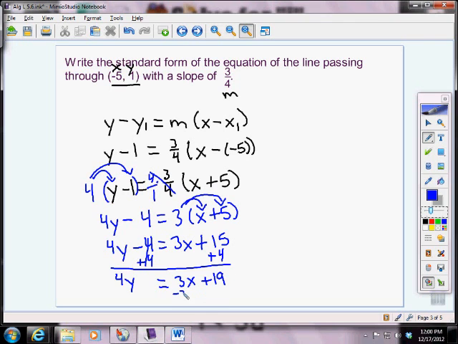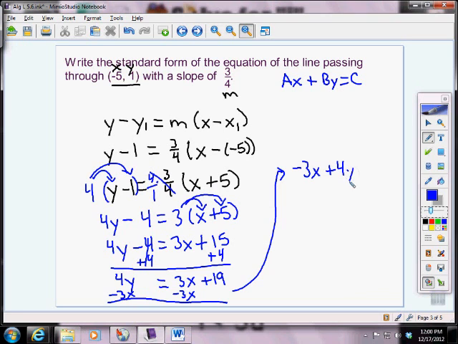And then let's get rid of our 3x on each side. I'm going to come up here for some more room. Again, in standard form, we have our x term, then our y term equals our c. So I'm going to rewrite this as negative 3x plus 4y equals 19. Standard form.